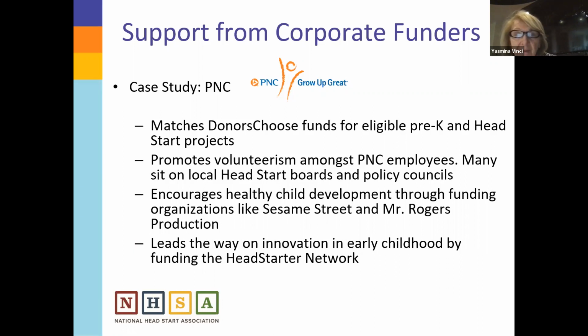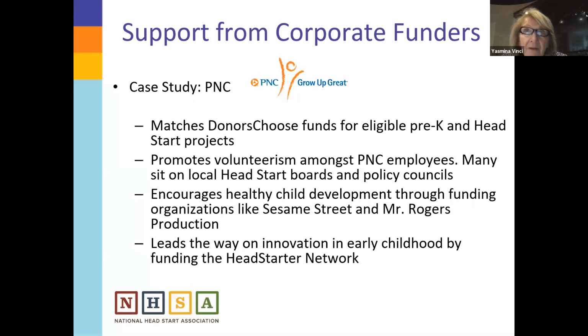They also like Head Start because they find it's of high quality. After a project is over, the employees can ask for grants for the program from PNC, and they are granted. They're not huge grants, but they make a difference on some of the things they do. Most recently, they gave $5 million to match Donors Choose funds for eligible pre-K and Head Start projects. So that's on a larger scale than community by community.